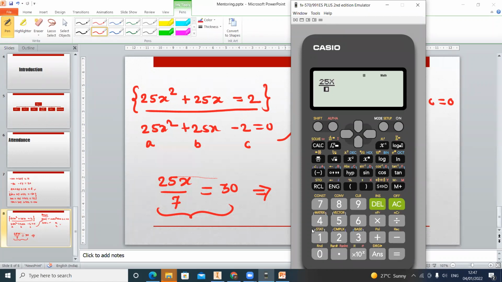then use down arrow 7, use right arrow, then for equal to press alpha equal to for calc, and then 30. To solve this equation, now this is our complete equation, so press shift solve. Then press equal to, so directly you will get the answer 8.4.